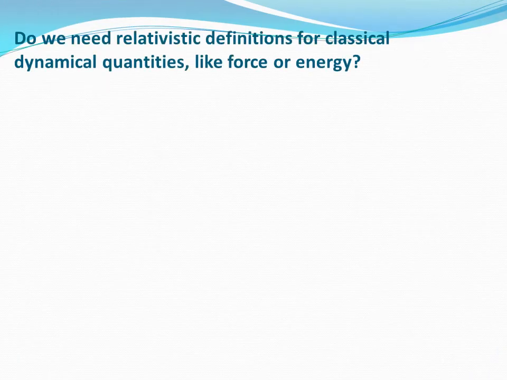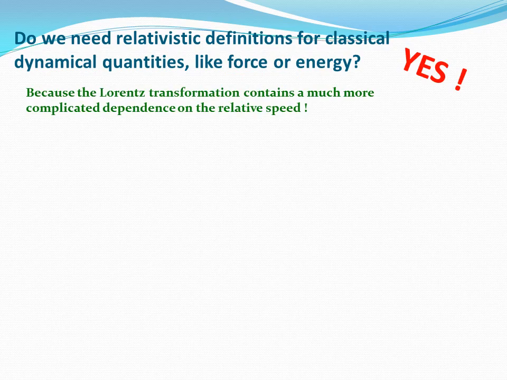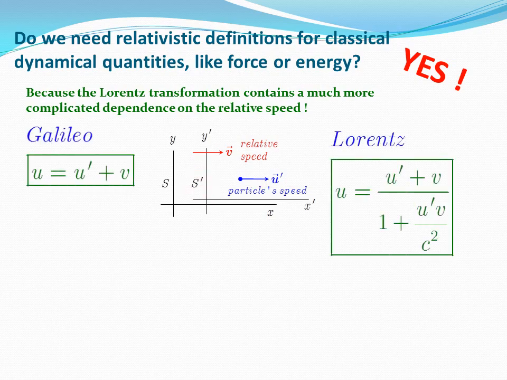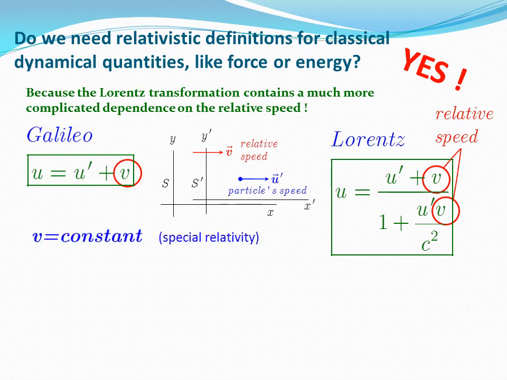Do we need relativistic definitions for classical dynamical quantities like force or energy? Yes, because the Lorentz transformation contains a much more complicated dependence on the relative speed. Let v be the relative speed between two references S and S prime, and let u prime be the speed of a particle in motion with respect to the reference frame S prime. If we compare the Galileo transformation for velocity and the corresponding Lorentz transformation, this much more complicated dependence is clear. Now, do not forget that v has a constant value in special relativity.